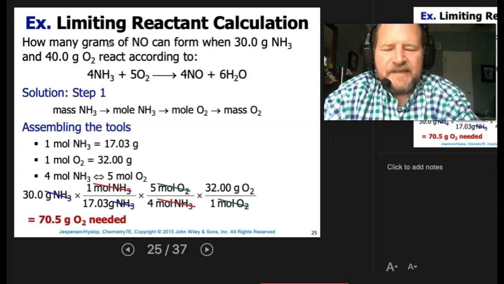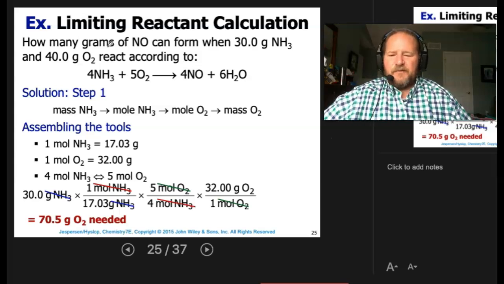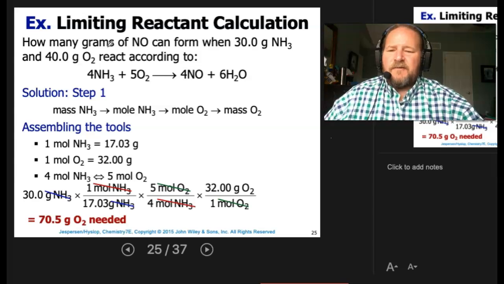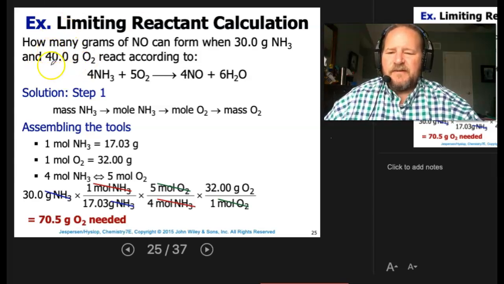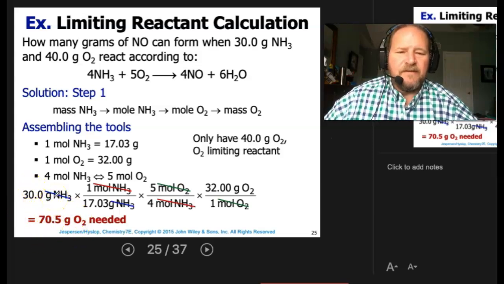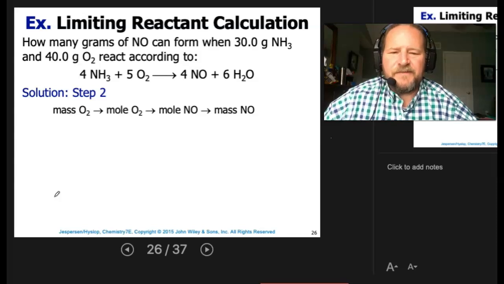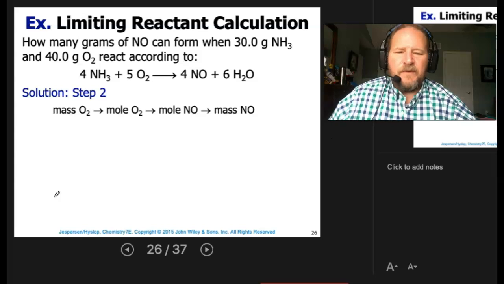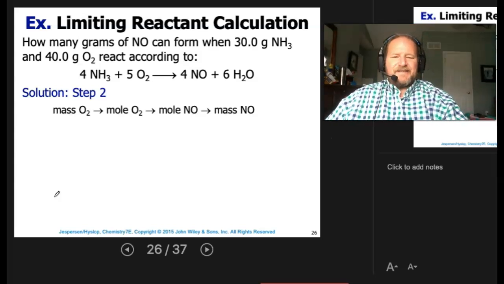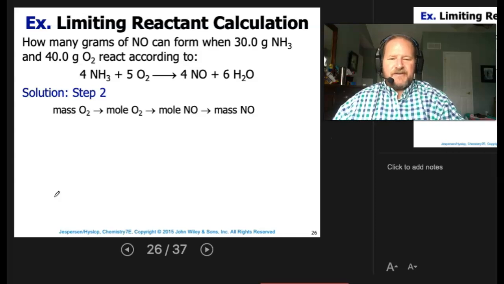So now here's the key. What does that tell us? I'm sure all of you were able to work right through this math without a problem. But at the end, do you understand what we have done? So up here we're told we have 40 grams. If we use up all 30, then that's going to require that we have 70 and a half. So step 2, mass of oxygen to moles of oxygen to moles of NO to mass of NO. Now remember, we want to know how many grams. We're using the oxygen as the limiting reagent because we have 40 grams. And if we want to use up all of the ammonia, we would have needed 70. That's how we know that the oxygen is the limiting reagent.